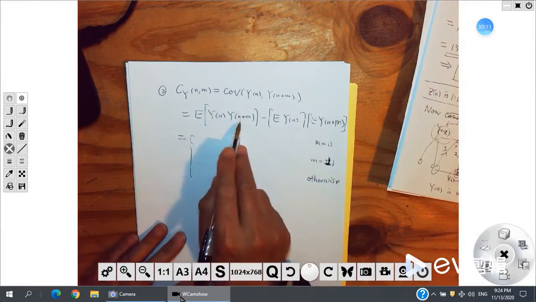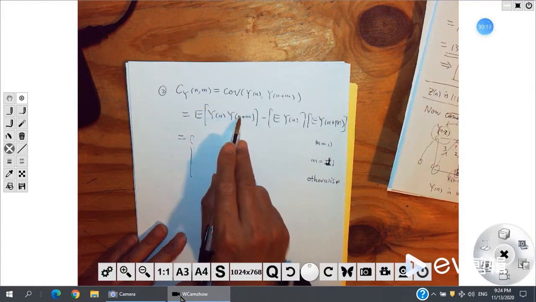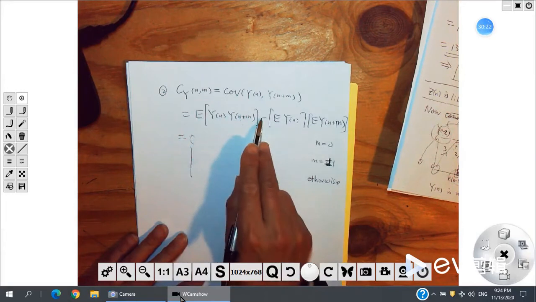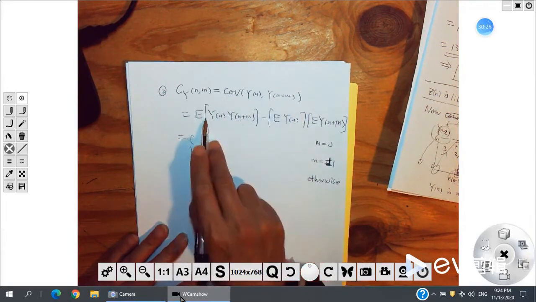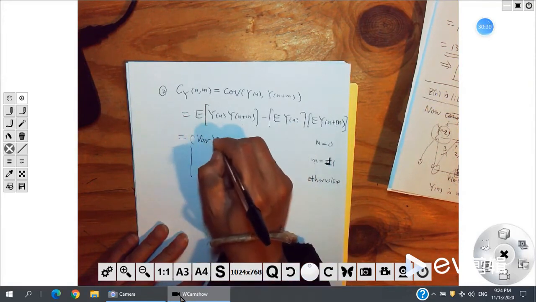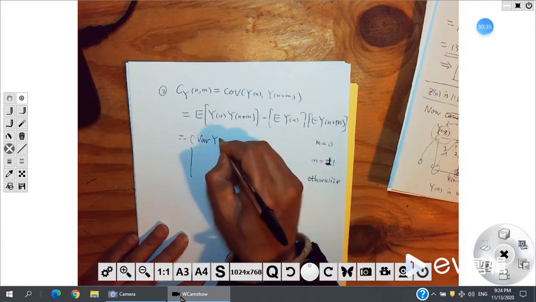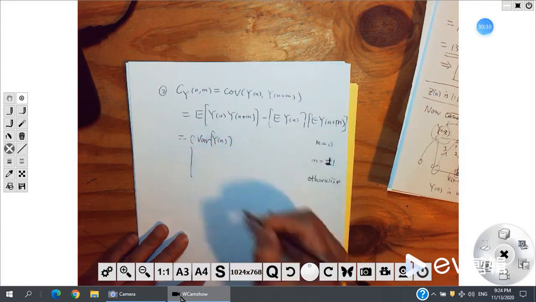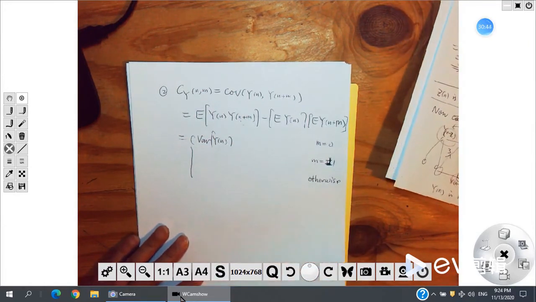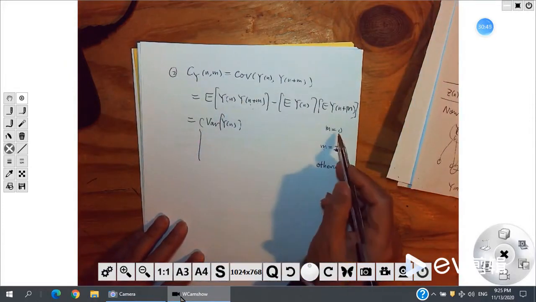For the first case, m is 0, then these two are the same, y of n, y of n. Here is also the same. Then it is e of y squared minus ey squared. So this is the variance of y. When m is 0, this is just the variance of y of n. I will calculate the variance later. Okay, this is when m is 0.